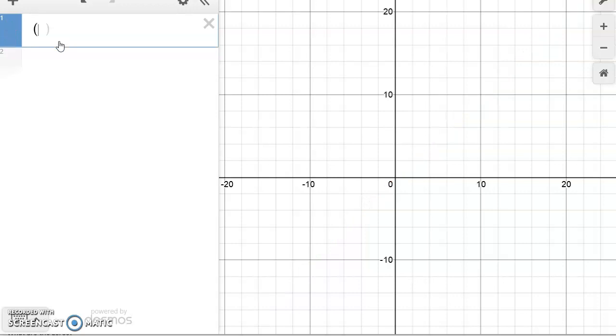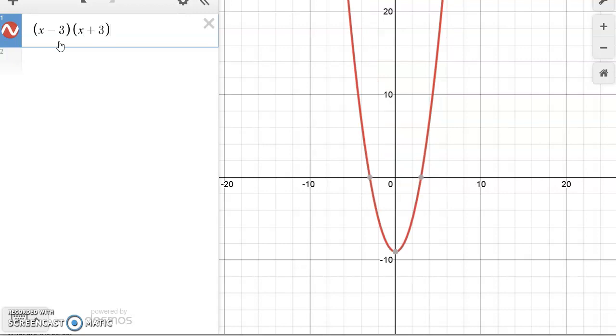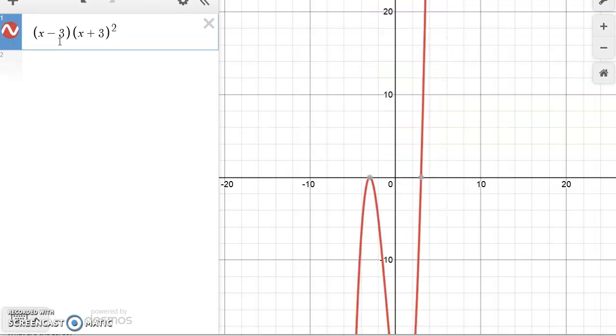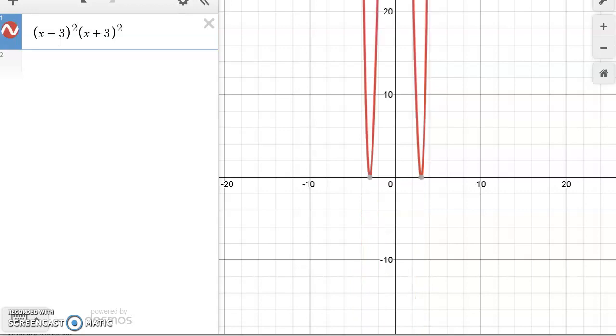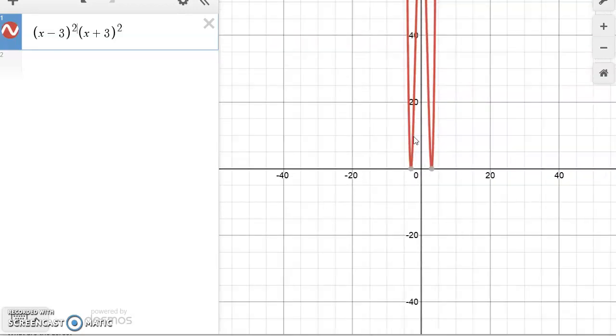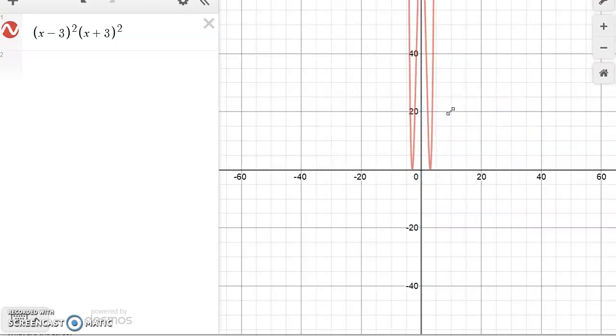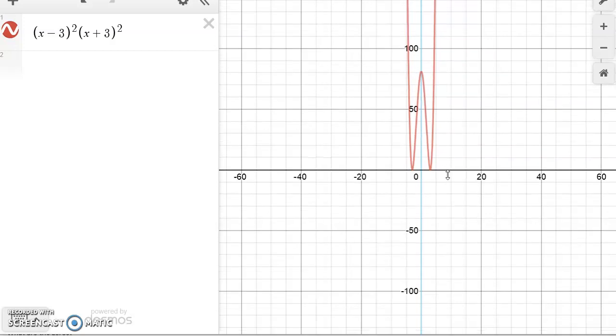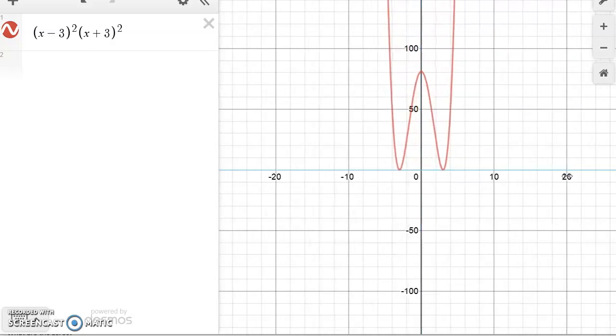Now, let's take a look at this one. If I make both of these squared, this is also still an even polynomial. And even though it has sort of a weird shape to it, it's got kind of a U shape to it.